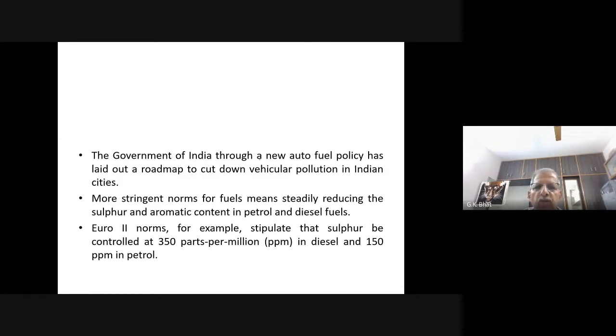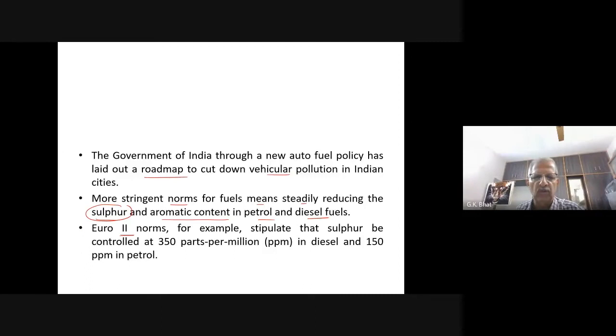The government of India, through a new auto fuel policy, has laid out a roadmap to cut down vehicular pollution in Indian cities. More stringent norms for fuels means steadily reducing the sulfur and aromatic content in petrol and diesel. What is most required? We see that in the fuel, the sulfur level is getting reduced. I'll be giving you the different norms: Euro 2, 3, 4, 5, 6. At present, Euro 6 norm is running.